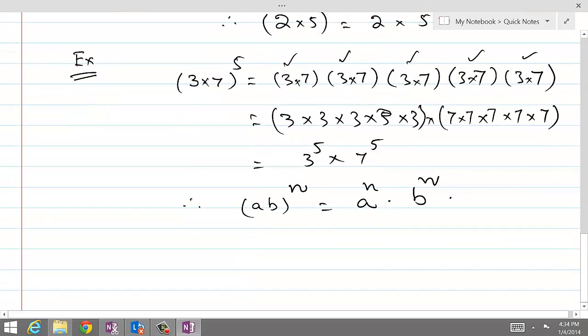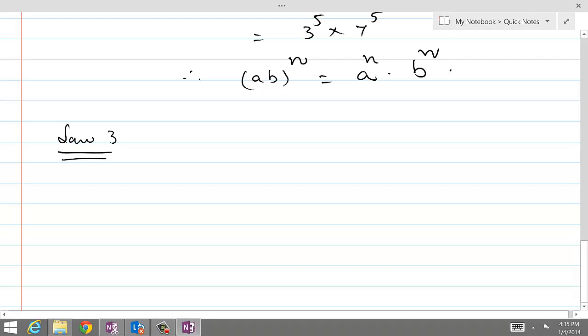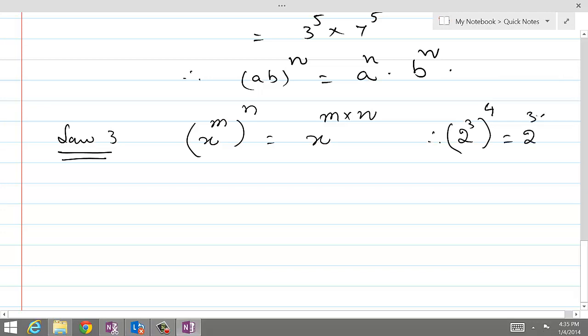So this is the second law, and now we are going to take a look at the third law, law number 3. This law suggests that x power m whole power n is equal to x power m times n. What it means is that if you have 2 power 3, and this whole thing, 2 power 3, is acting as a base, and there is another exponent which is 4, then this is equal to 2 power 3 times 4.